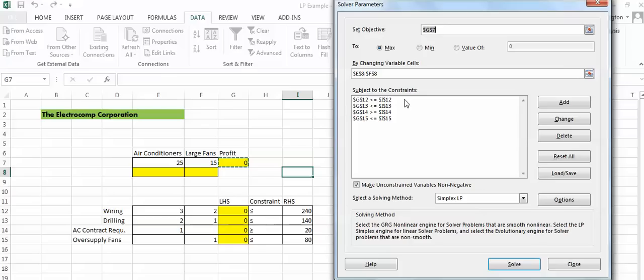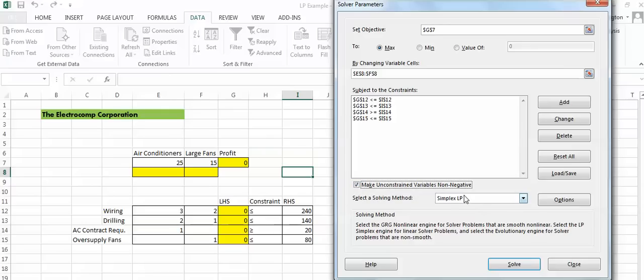The next thing I want to do is I want to make my constraints non-negative. Okay, so in the world of business, most of the time you're going to use this non-negative. Maybe if you did something with currency exchange, you might do something where you would use a negative. But in this, we can't produce less than 0. So we want to make sure that this says non-negative and this box is clicked.